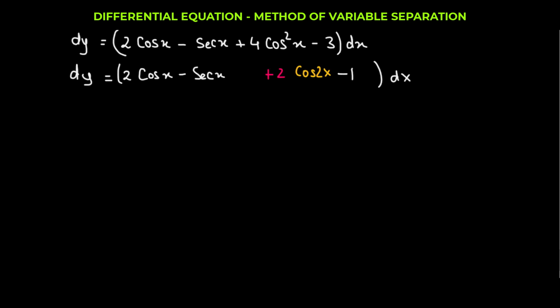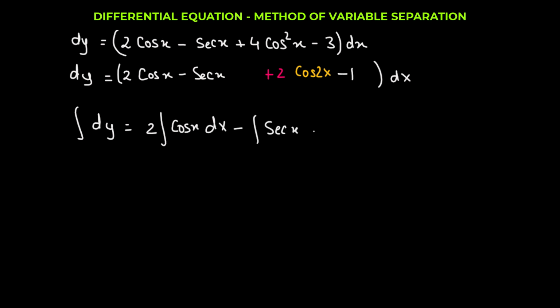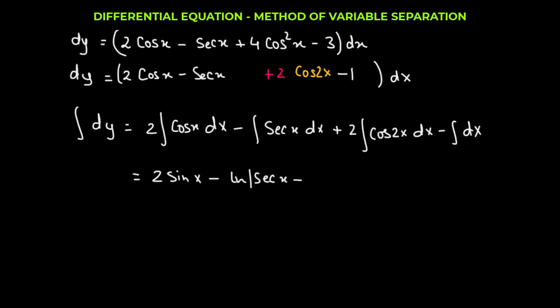Now since this is in the separable form, we're going to integrate both sides. That gives us the integral of dy equals 2 times the integral of cosine x dx minus the integral of secant x dx plus 2 times the integral of cosine 2x dx minus the integral of dx. The integral of cosine is sine x, minus the integral of secant, which is the natural log of secant x plus tangent x, found from the table of integrals, plus 2 times the integral of cosine 2x, which is sine 2x over 2, minus the integral of dx, which is simply x, plus c.